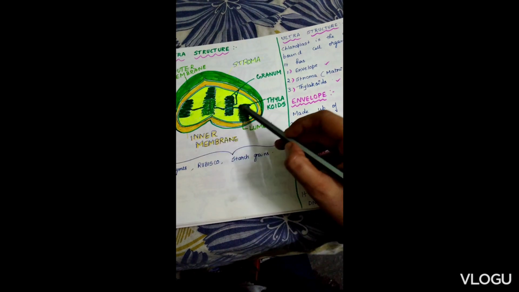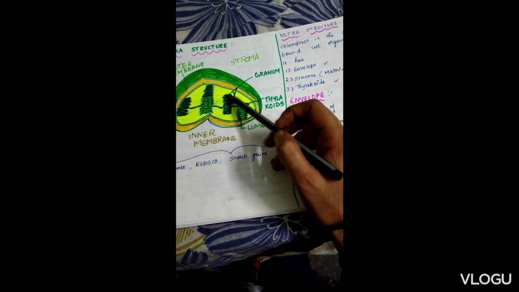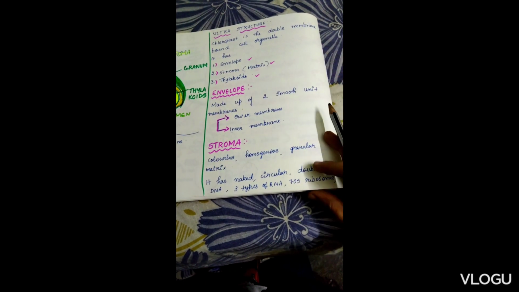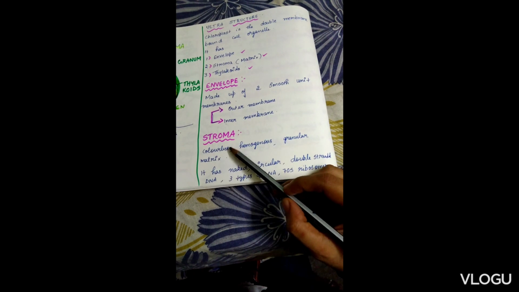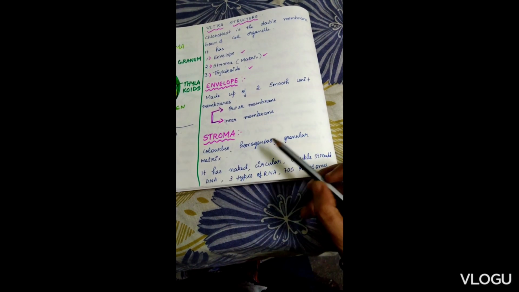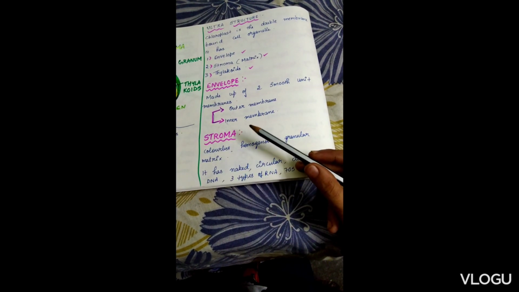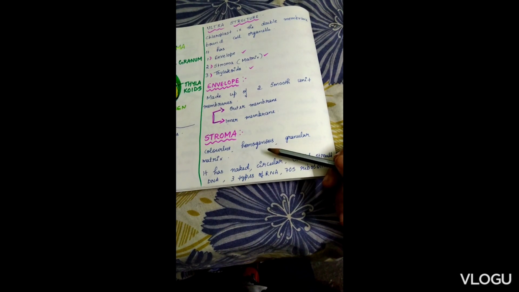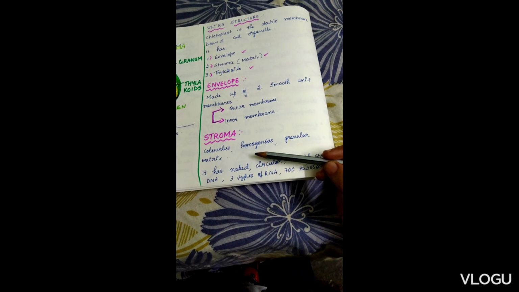Stroma. Okay, stroma, here you can see inside the chloroplast the whole space, liquid filled, it is stroma. There you can see different organelles or enzymes present. They are a colorless, homogeneous granular matrix, means the fluid is colorless. They are having granules in it, and also they are having RNA, DNA, their own genetic material is present. So they are called plastids.